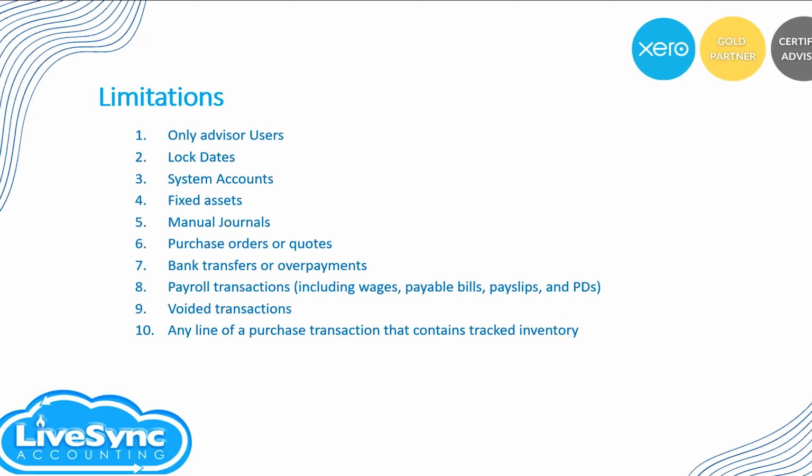Any line of a purchase transaction that contains tracked inventory. So if you are searching for bills, and in Xero you're using the inventory module, and the inventory items that you use are tracked inventory. There are two types of items in Xero inventory: tracked and non-tracked items. If you're using tracked inventory, you cannot search that as well. For more information about inventory, watch last year's webinar on Xero inventory on our YouTube.